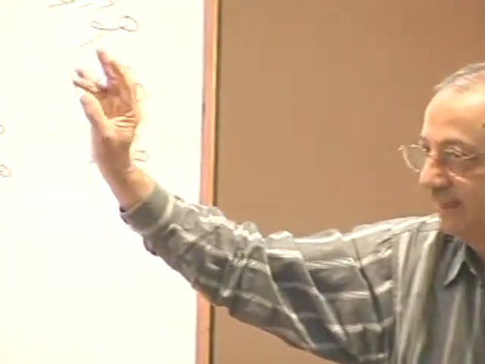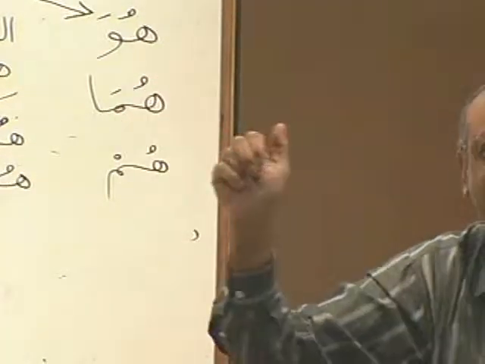Huwa huma hum, hiya huma hunna. Anta antuma antum, anti antuma antunna. Ana nahnu. Got the idea? Okay, so huwa huma hum, hiya huma hunna. Anta antuma antum, anti antuma antunna. Ana nahnu. Try to memorize it.